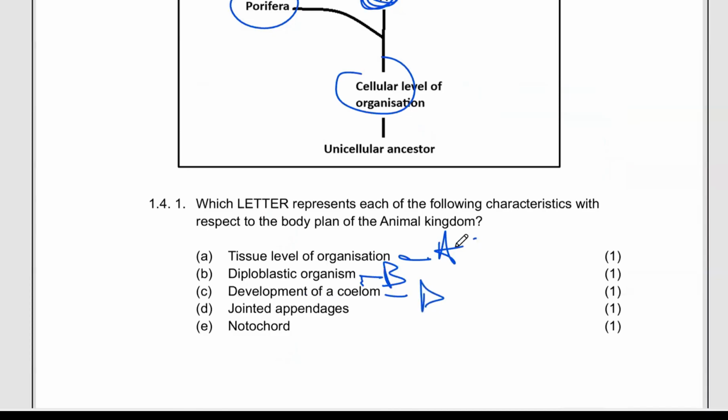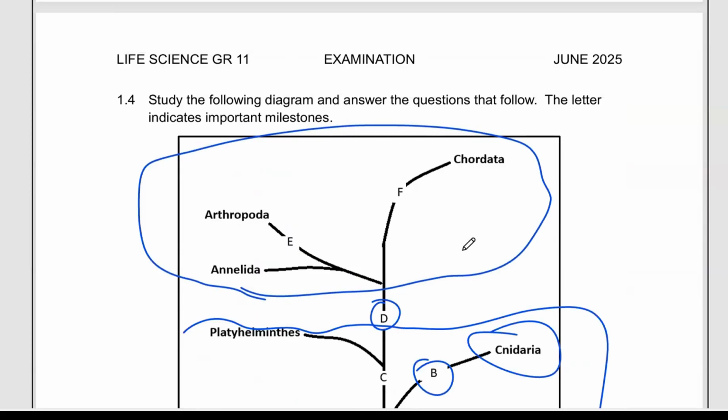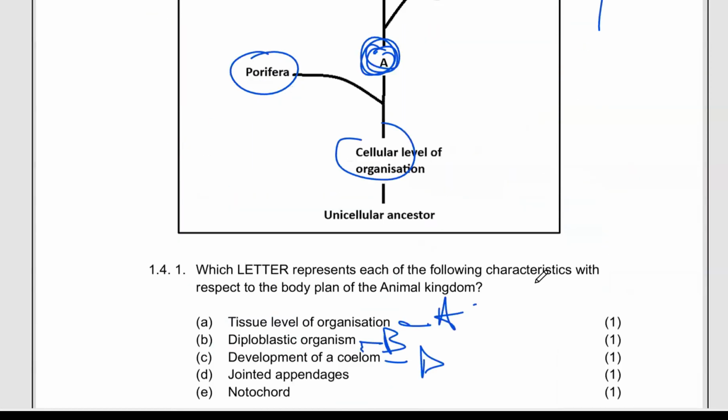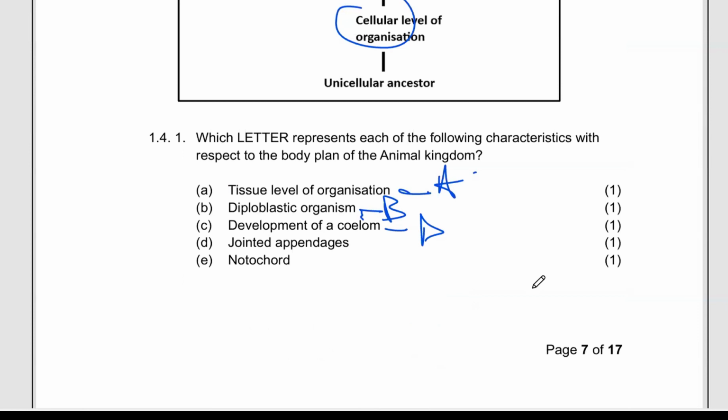Jointed appendages, meaning that they have appendages. It's arthropods. So the answer becomes E in that regard, like insects. Yes, those are examples of the organisms which have appendages.